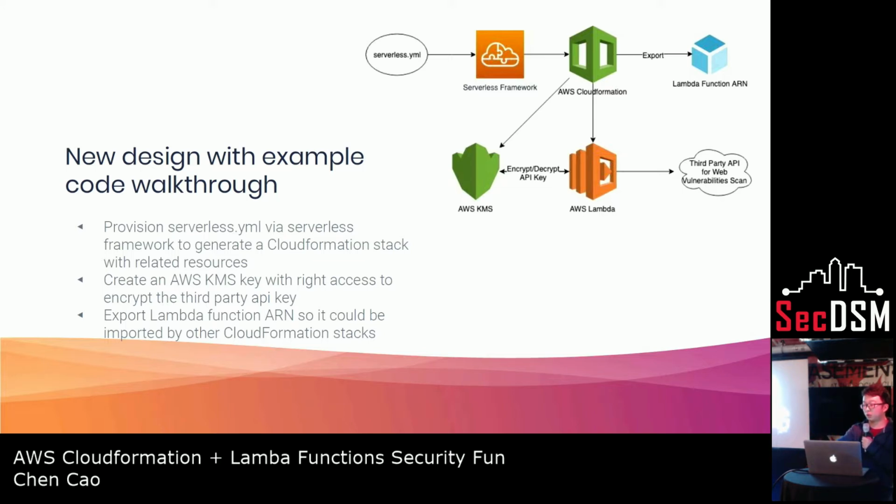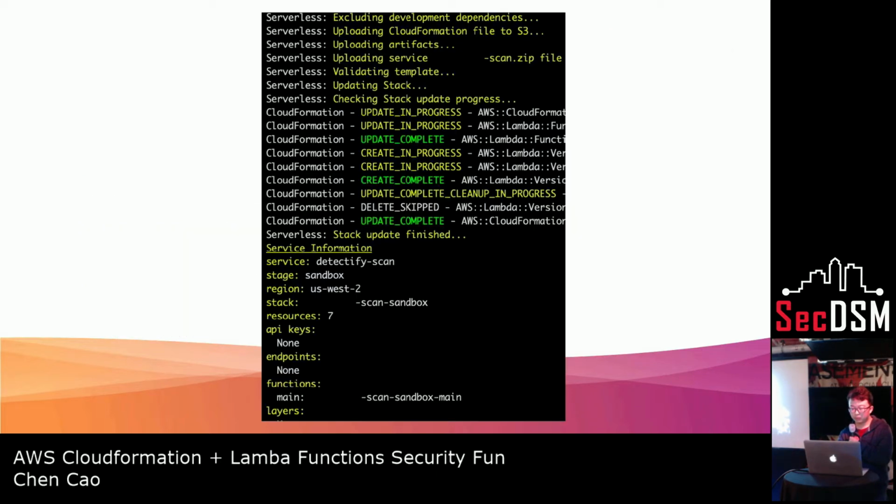In this case, it will generate an AWS KMS key, which is used to encrypt and decrypt the third-party API key, so that you can hardcode those encrypted values into your config file. And it will generate a Lambda function, and it will export the Lambda function ARN so that it could be used by other CloudFormation stacks as well. And then the Lambda function will actually call the third-party API to start a scan. And this is how it looks to provision a Lambda function.